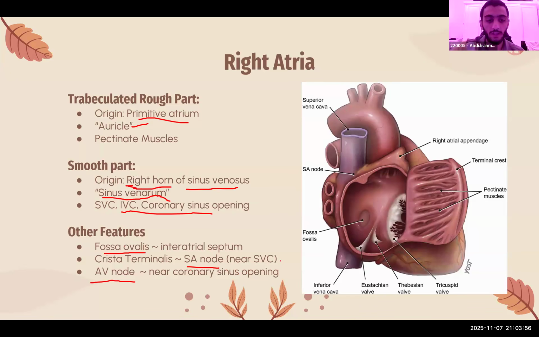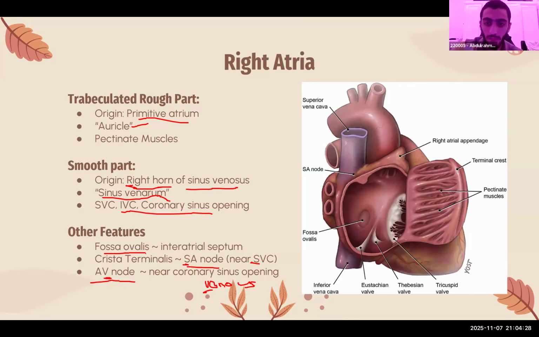Okay? Now, a way to remember that the SA node is near the superior vena cava and the AV node is near the coronary sinus is the way I remember it: the S in SA node is for superior vena cava. And then the V in AV node is for the venous drainage of the heart, the coronary sinus. So the V for venous and the S for the superior vena cava.